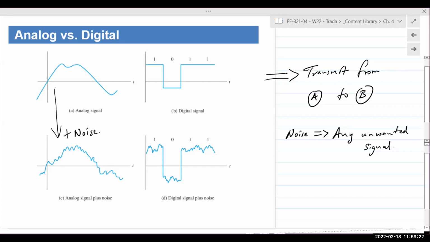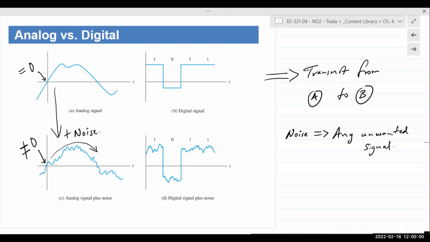Right at the origin, the value of that signal is supposed to be 0. Yet here, because of the noise, it is not equal to 0. Okay, and the same thing as we go along this path right here, you can see all along the path there is a lot of noise. And so if you're trying to reproduce this, let's say perhaps this is a music recording or audio recording, then there's a lot of noise, arbitrary noise, that is reproduced in your speakers.